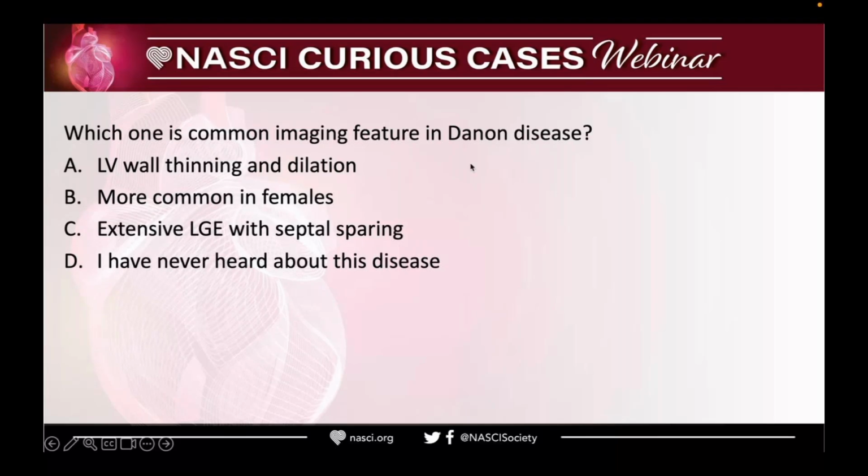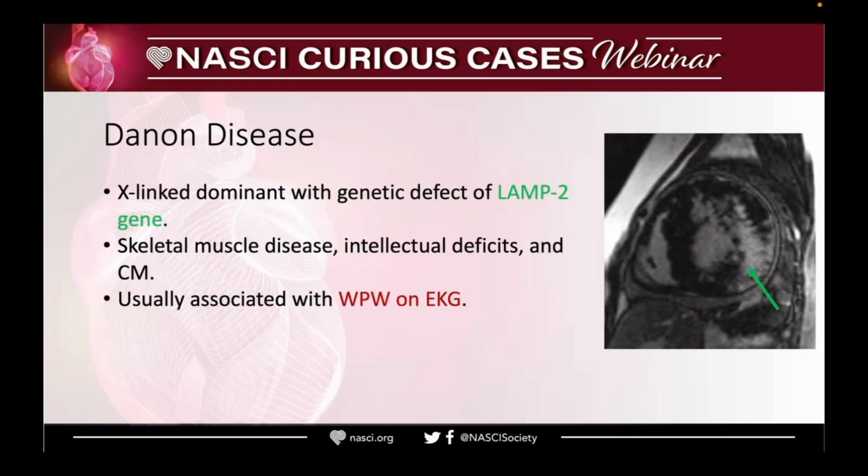Is it LV wall thinning and dilation? Is it more common in females? Is it extensive LGE with septal sparing? Or I have never heard about this disease. Okay. The answer is extensive LGE with relative septal wall sparing. So let's talk about Danon disease.